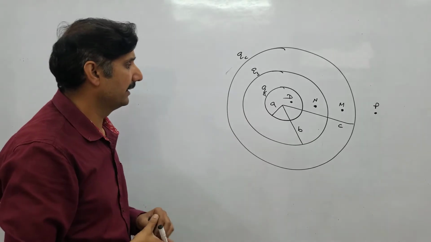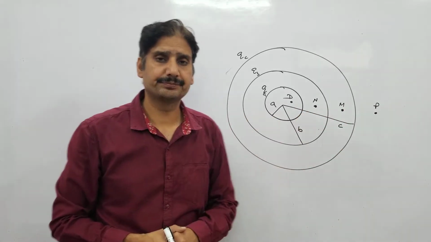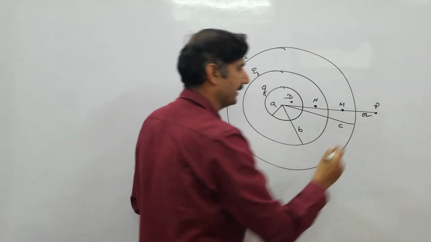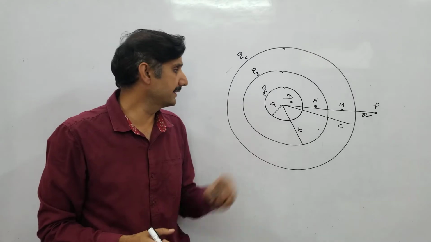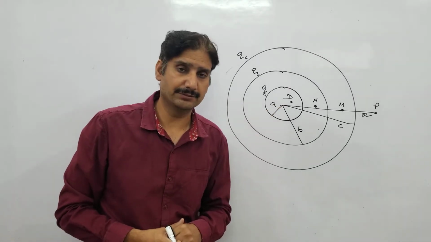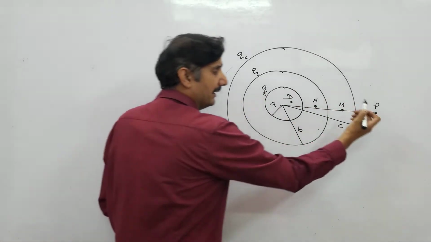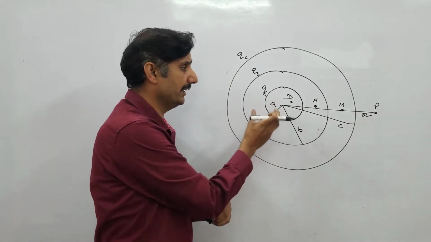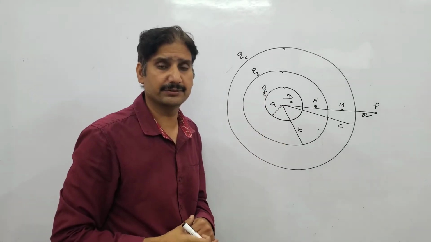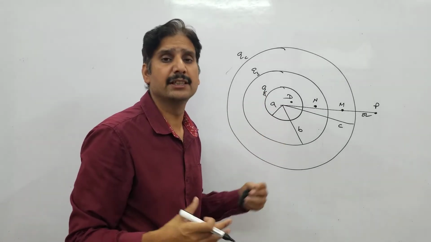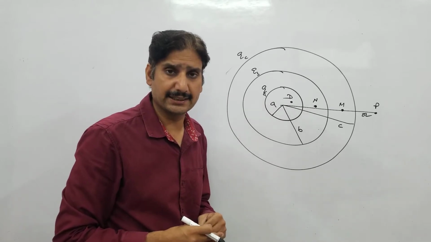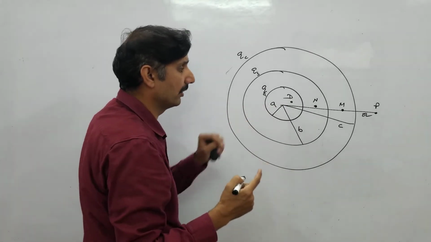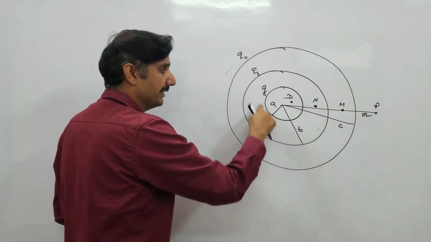Now, first of all, let's start with point P. The point P is at a distance x from the center of the first shell, the innermost shell. Now, the electric potential at P should be the algebraic sum of potentials due to the first shell, the second shell, and the third shell. Potential is a scalar quantity, so we need to take just their scalar algebraic sum. So what is potential at point P? First of all, let's find out potential at P due to the first shell.